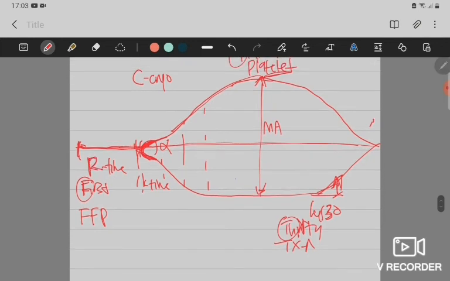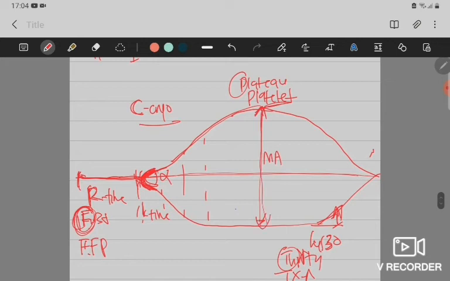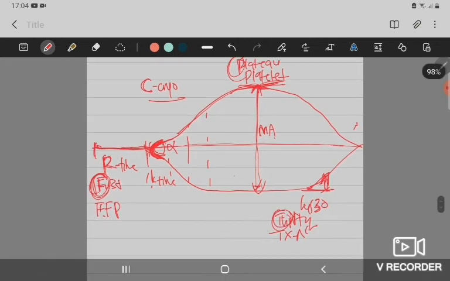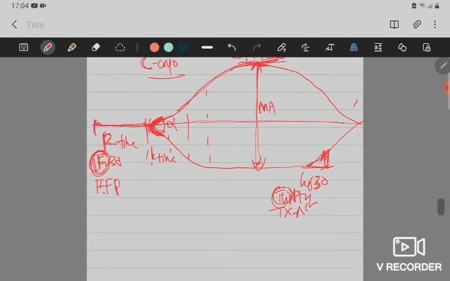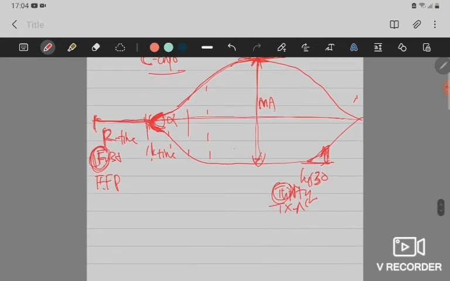So remember, the R time is the first thing that occurs. First is F. F is FFP. Then the alpha angle, K time. The shape looks like C. C is for cryo. And then the plateau, maximum amplitude is the plateau. Plateau is P. P is platelets. And then lysis 30, T, tranexamic acid. Okay, hope that helps. Later I'll add on our ROTEM images so that you can make sense of it.